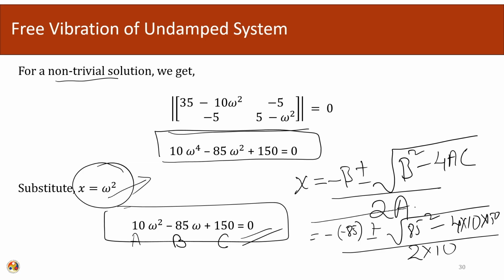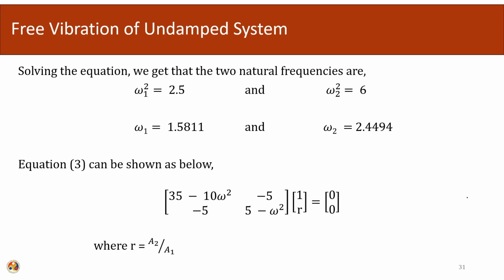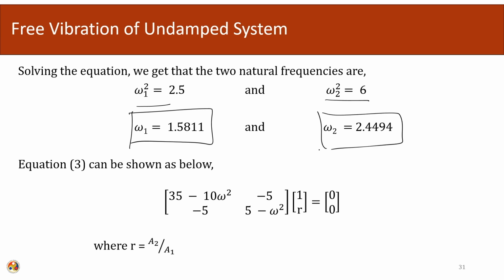Okay. So, we use this equation and from here we calculate the value of omega 1 and omega 2. So, the value of omega 1 comes out to be 1.5811 and omega 2 is 2.449. So, actually there are two values, okay, plus minus of this, plus minus of this. Since the frequency cannot be negative, we are ignoring the two minus terms. So, we get the first frequency, we get the second frequency.